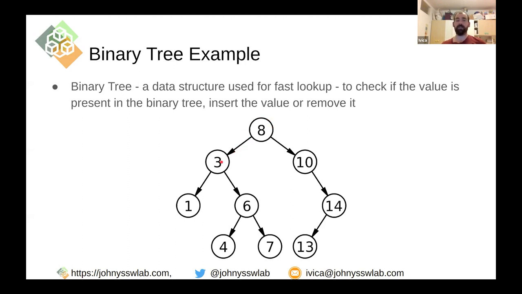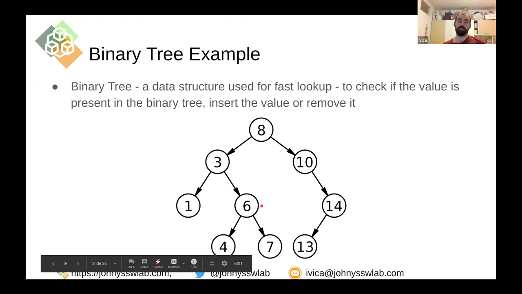Then we go left. Seven is larger than three, we go right. Seven is larger than six, we go right. And here we found our number three. So this is how binary trees work.